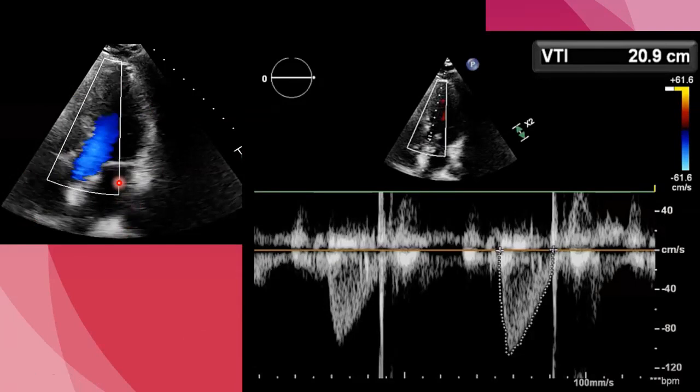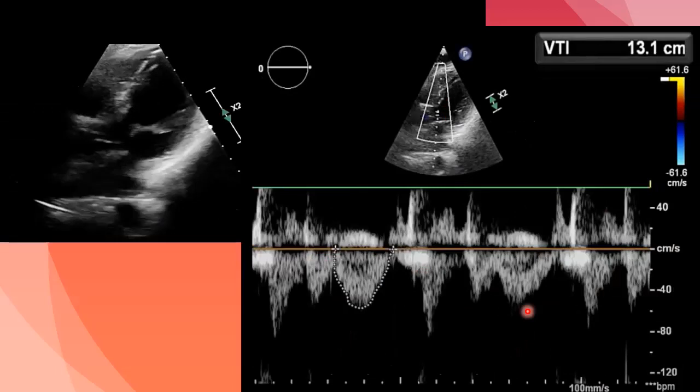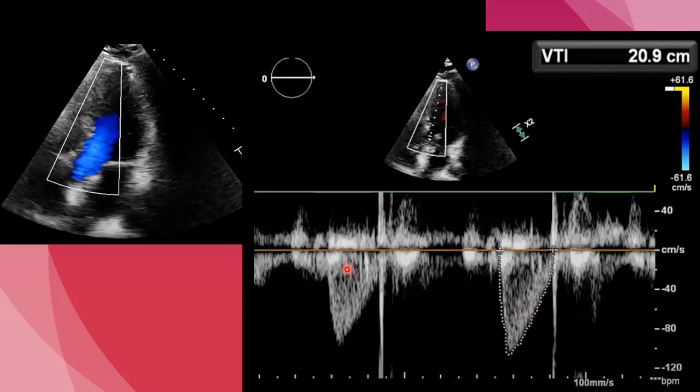This is an example, a 5-chamber view with a good LVOT trace. Okay, this is a good LVOT trace. So what signifies a good LVOT trace? So this is a bad one. Okay, this is a bad LVOT trace. This is a good LVOT trace. So what signifies a good LVOT trace?